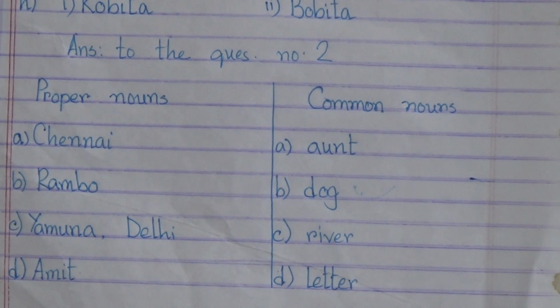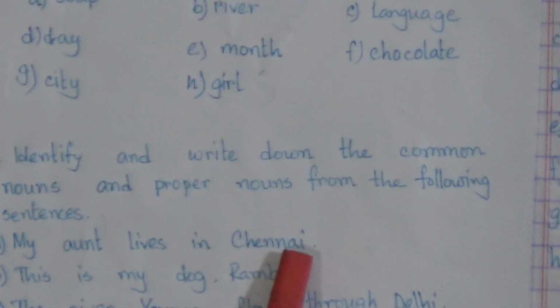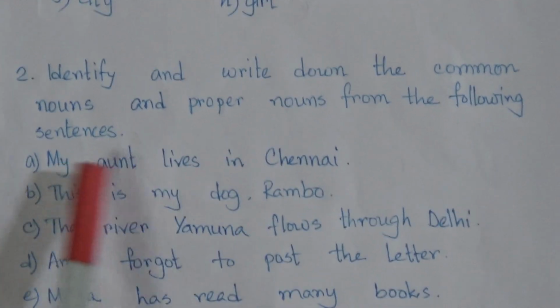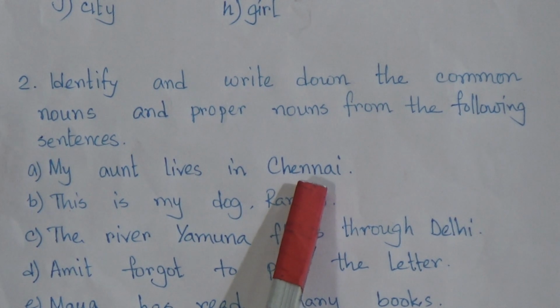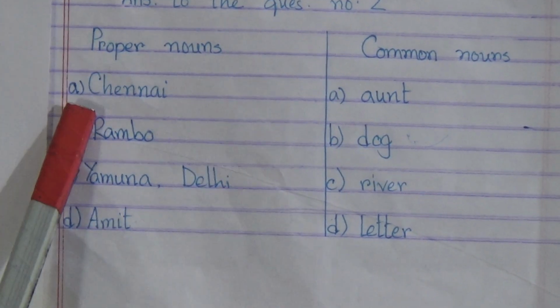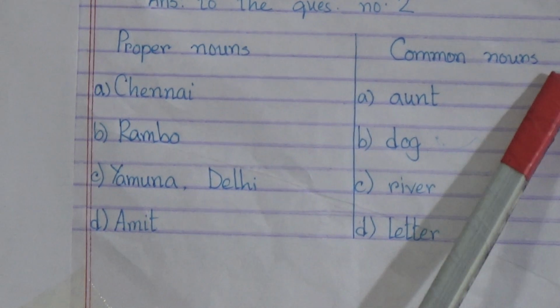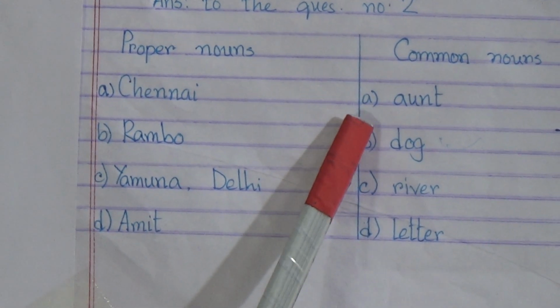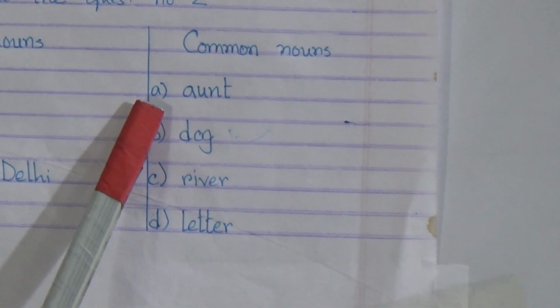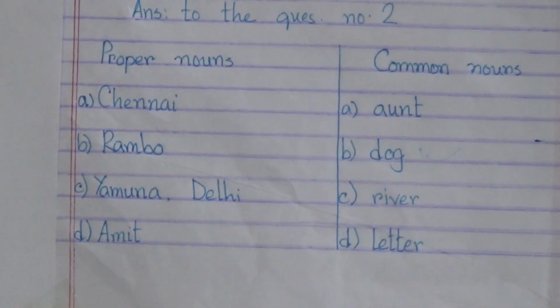So now we will write the proper nouns and common nouns from these sentences. Number A, my aunt lives in Chennai. So here, which one is common and proper? Aunt is the common noun, and Chennai, this is the proper noun. So we will write in the column of proper noun, from A. I have written the answer from A, that is Chennai. And in common nouns, I have to again write the number. You have to again write the number because sometimes you may mistake the number with the words. So you have to again write the number here, that is A. And what is the common noun in number A? Aunt. Okay.